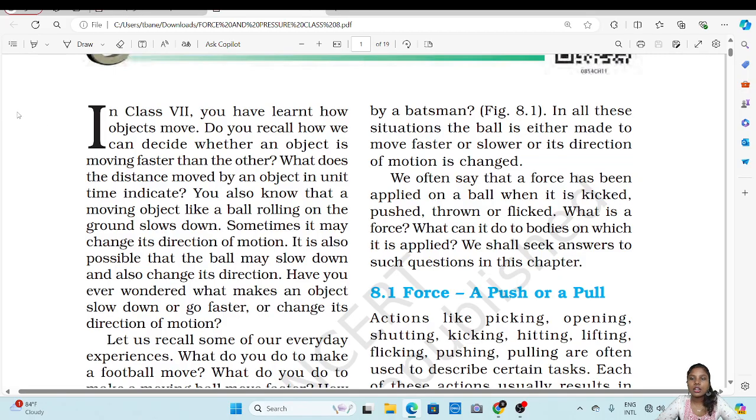We often say that a force has been applied on a ball when it is kicked, pushed, thrown or flicked. What is a force? When we are kicking a ball, pushing something, pulling something or throwing something, that means we are applying some kind of force. So now what is exactly this force?